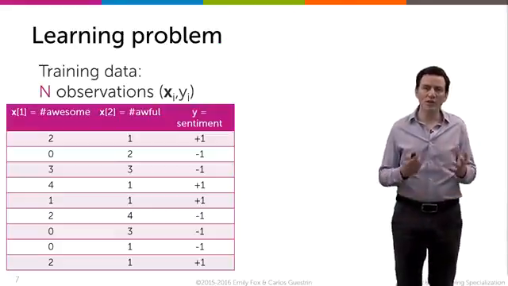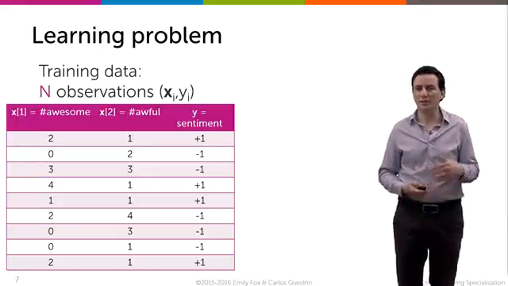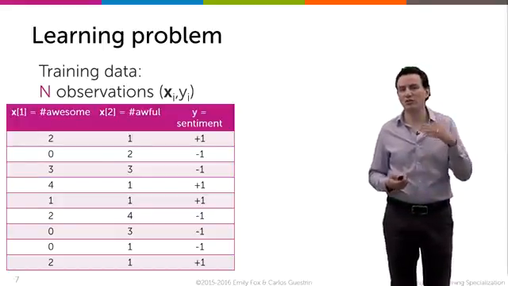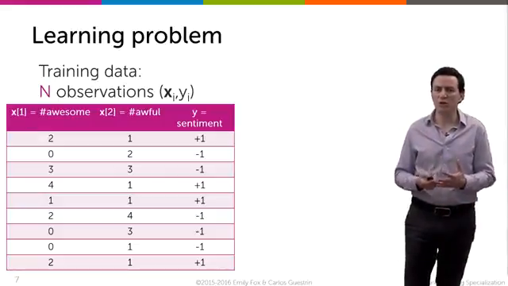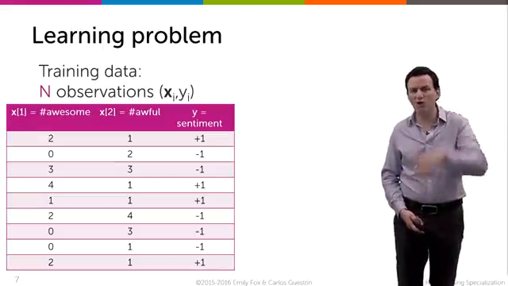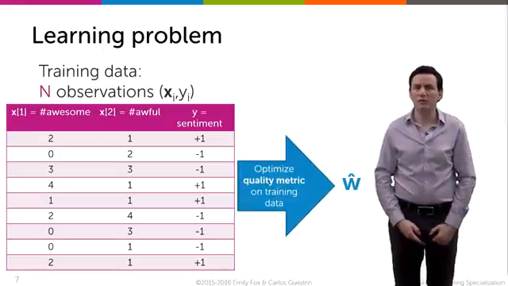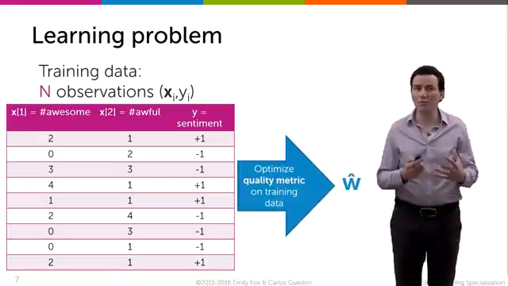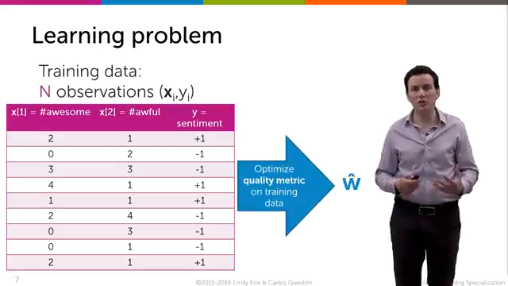In particular, we're going to be given some training data as input, and the data is kind of like the one I'm showing. So it has, for example, if you only had two features, the number of awesomes, the number of awfuls, and the output label or sentiment, which might be +1 or -1. Given all this data, the m data points, let's say 1 million data points, we're going to use some kind of learning algorithm that optimizes the quality metric to give us W hat. So what's that quality metric look like?